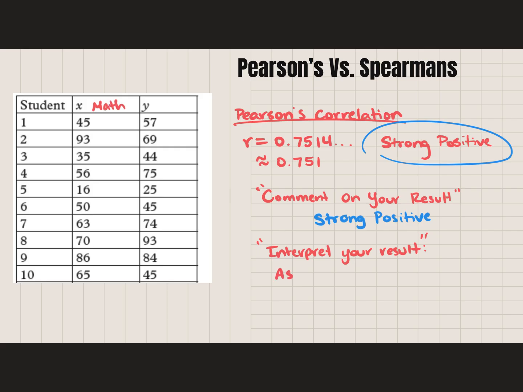I would say as math scores increase, let's say the y scores were the science test scores for that student, the science scores also increase.